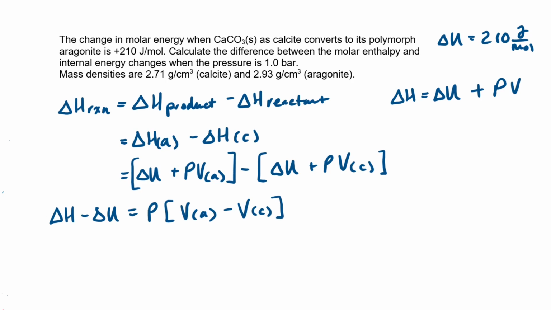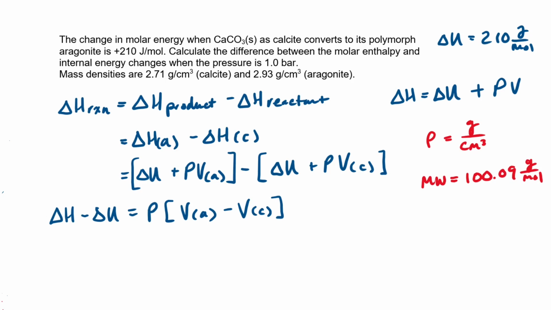So it doesn't give us the volume, or the molar volume in this case, of either of those compounds. What it does give us is the mass density. So how is that going to get us volume? Well, density, or rho, is given in grams per centimeter cubed. And we said in our last video that we can use the molar mass to find this. So the molar mass of this substance is 100.09 grams per mole.